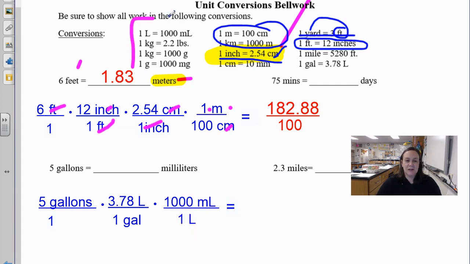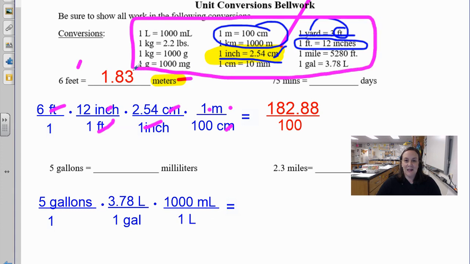I did explain to everybody that you will always get this set of givens in any quiz or test or assessment. So you want to make sure that you have that. You don't need to memorize it. So we're going to go through and get rid of everything. We're stuck with milliliters at the top, which is what we want.